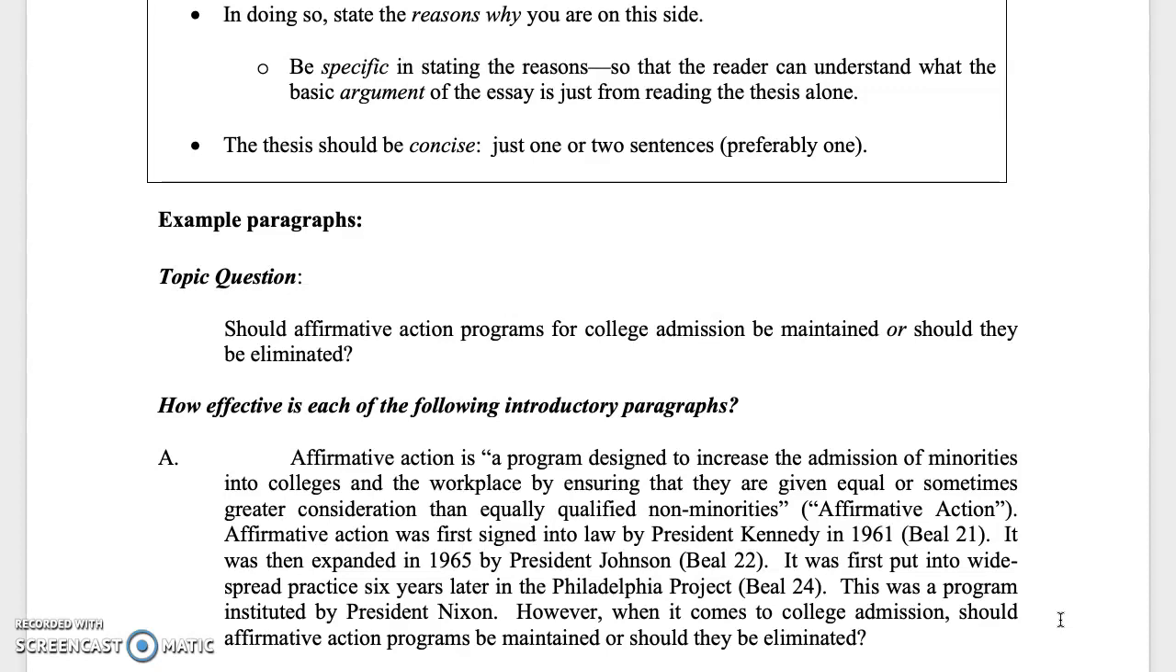All right, example A is a bad example. It starts with a little definition, which can be okay if you need to explain what something is, but it doesn't really establish that there's a controversy about affirmative action. It sort of just sounds like an informational essay explaining what it is, when what we need to be doing here is explaining that there's an issue about affirmative action.